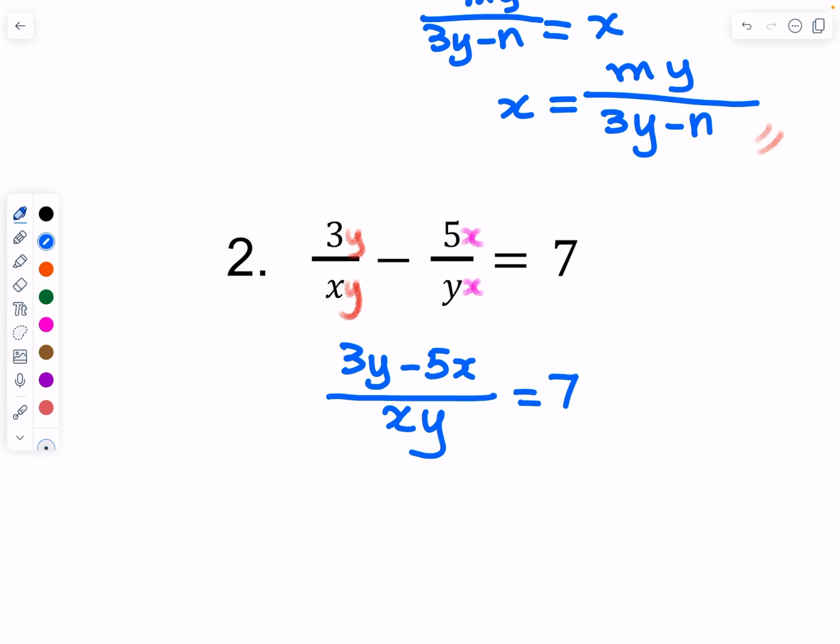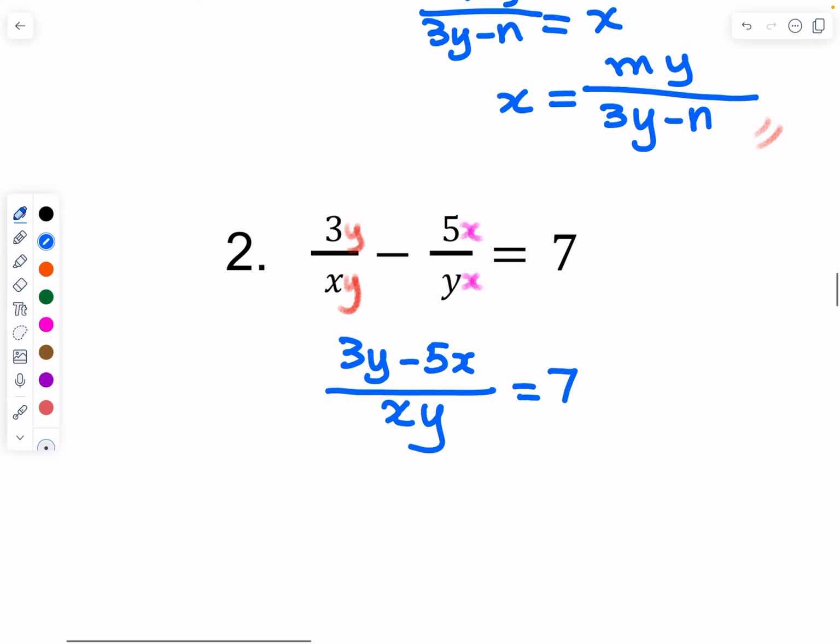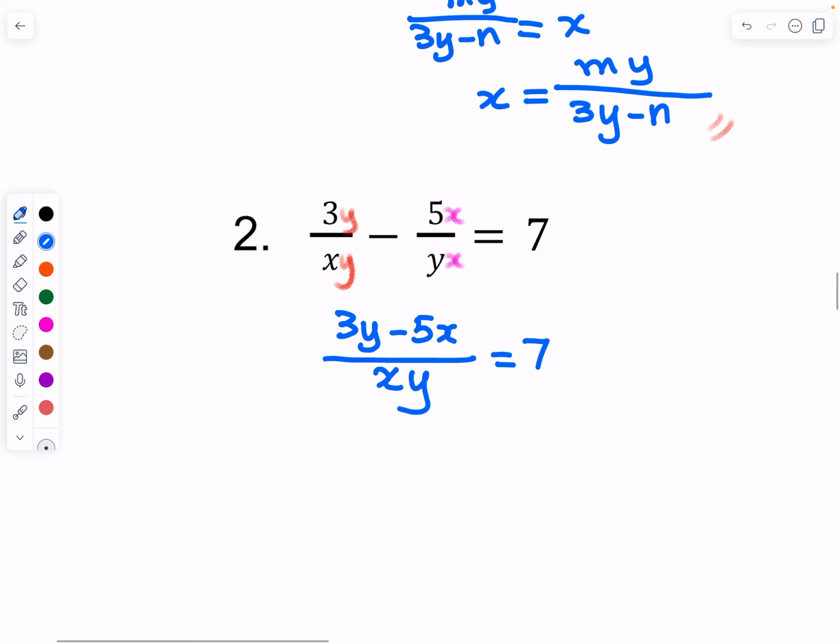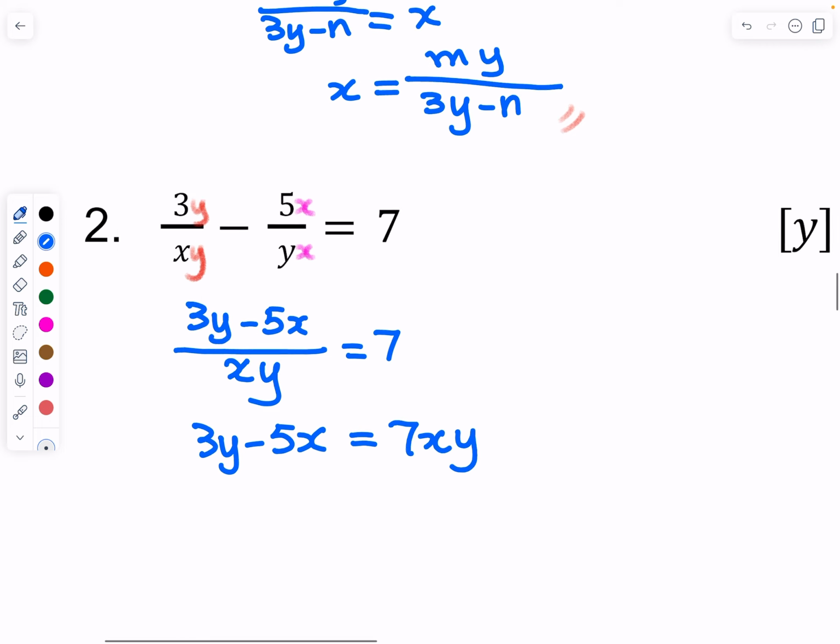If I'm too fast, please pause the video and then catch up slowly. It's fine, no need to rush. You have double lessons, right? So x right here is divided, goes to the other side, multiply, and then I need to make y the subject.